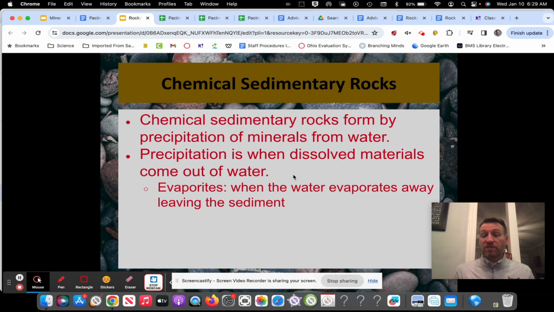And what happens then with the sediment is the same exact formation of when you have sediment for clastic rocks or when you have sediment for organic rocks. We're going to talk about that process here today as well. But the water goes away, okay? And in this case, it evaporates.